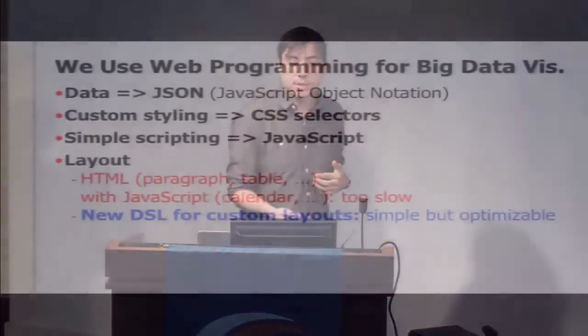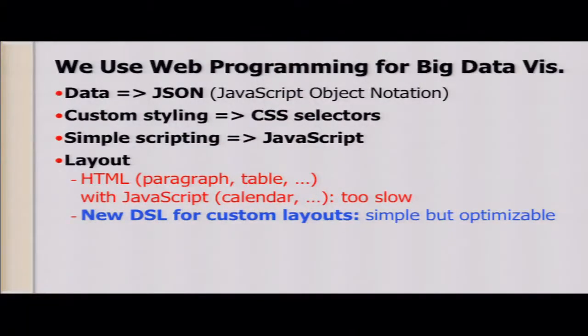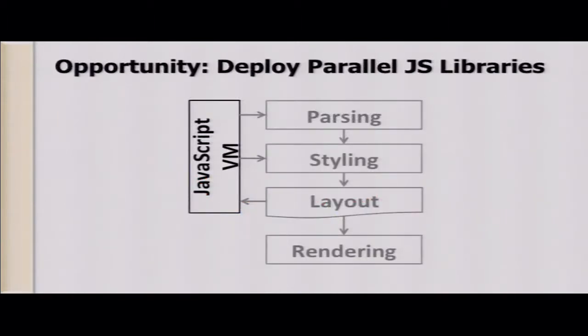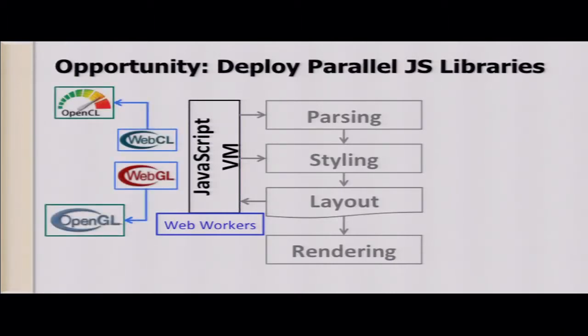So to solve this problem, we created a new DSL, domain-specific language, for custom layouts. It's a simple language, but it allows us to optimize that very well. And we're sticking to the web programming model as well. In web programming, for doing JavaScript and multi-core, you have web workers. But we also have this technology called WebCL, which is a browser-based version of OpenCL that's coming out from the Khronos Group. It's a draft standard, but it's being ratified by the same people who make WebGL, which incidentally we also make use of here.